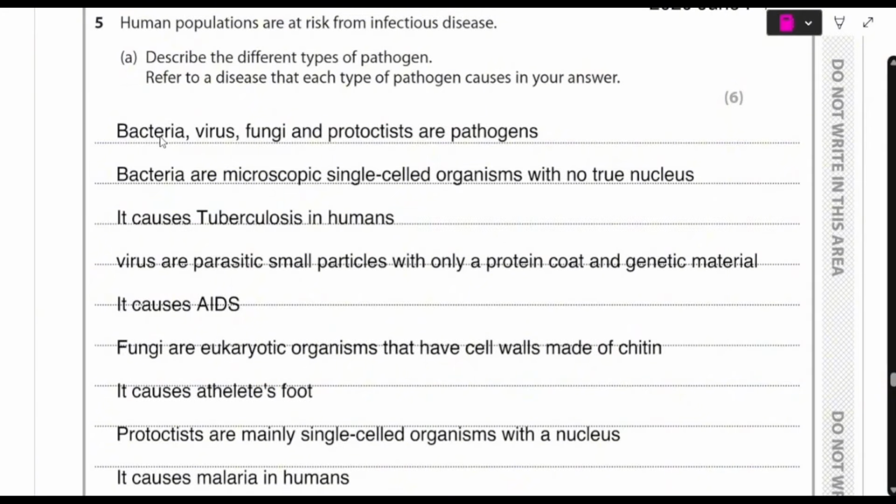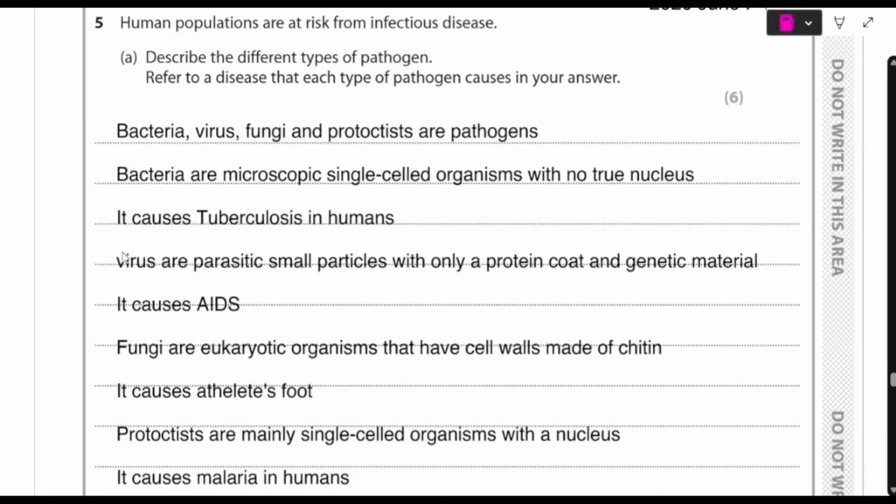As I've said, there are pathogens such as viruses, bacteria, fungi, and protozoa. For bacteria, we have to describe their features. They are microscopic single-celled organisms with no true nucleus, or you can say they are prokaryotic cells. They cause tuberculosis. Not all of them, but some of them. So this is one of the diseases they cause.